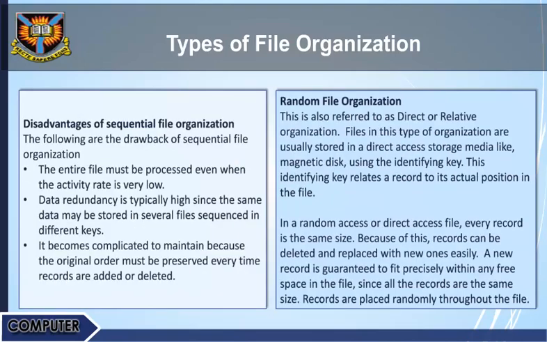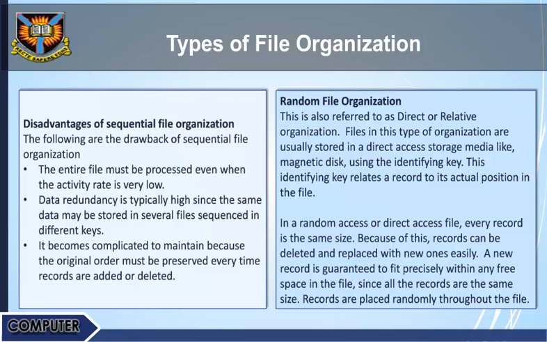Disadvantages of sequential file organization. The following are the drawbacks of sequential file organization. The entire file must be processed even when the activity rate is very low. Data redundancy is typically high since the same data may be stored in several files sequenced in different keys. It becomes complicated to maintain because the original order must be preserved every time records are added or deleted.